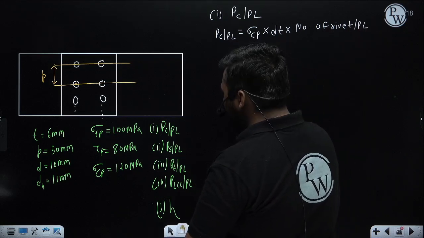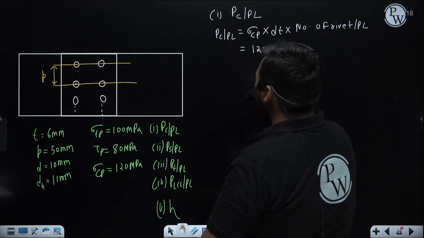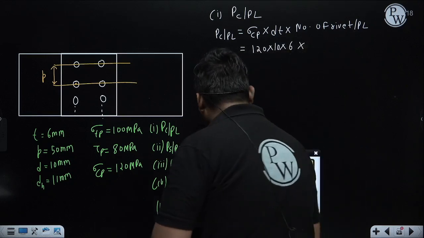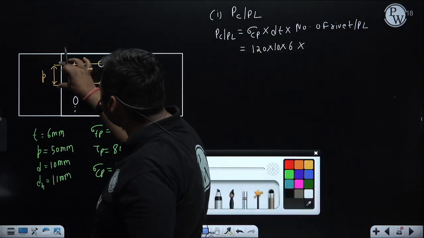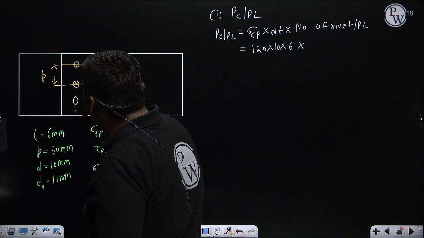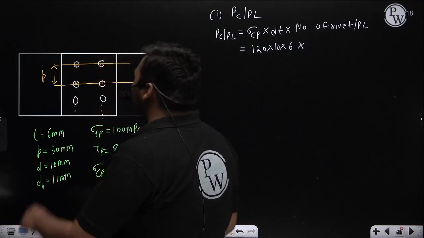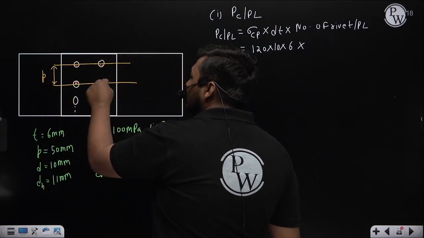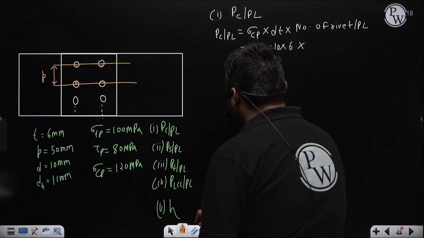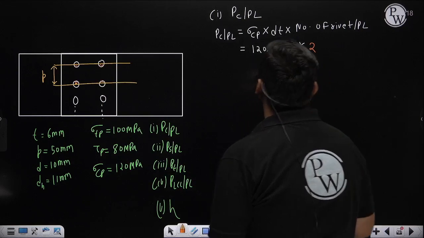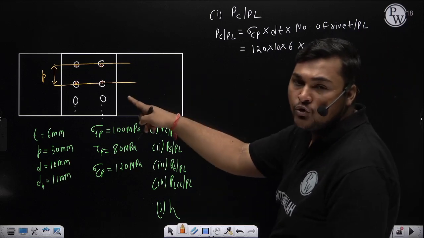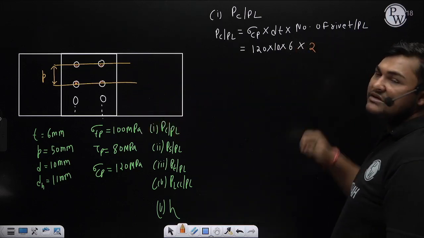Now sigma cp is given, it is 120 megapascal. D is the diameter of the rivet, which is 10. T is the thickness of the plate, which is 6. Now for the number of rivets per pitch length, in this row half plus half makes one rivet coming in one pitch distance, and in this row also one rivet comes in one pitch distance. So the number of rivets per pitch length is 2, equal to the number of rows. Since two rows are involved, I multiply by 2.